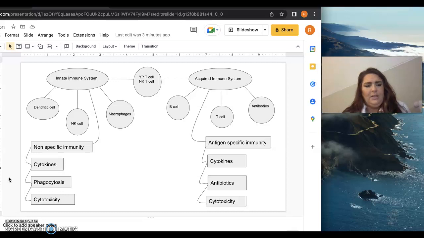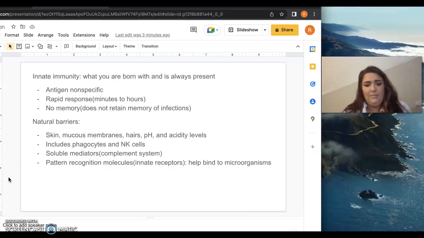And then you can see that the innate immune system is nonspecific immunity, has cytokines, phagocytosis, which is the breakdown of any kind of foreign body that is present within the host, mainly viruses or bacteria, and then cytotoxicity, which is also shared with the acquired immune system, and they also have cytokines as well, along with antibodies that are formed once the body becomes exposed to an infection or a vaccine, and it is also antigen specific.